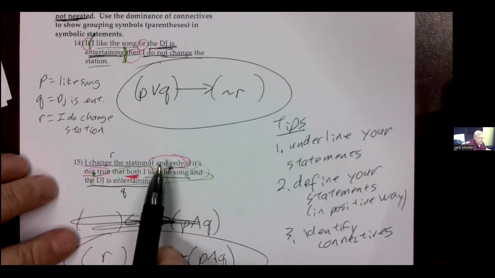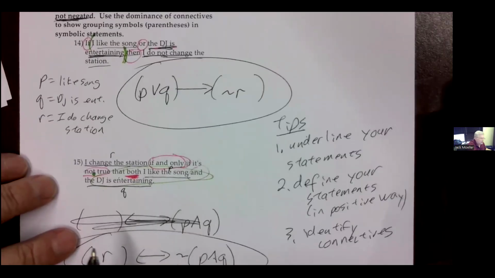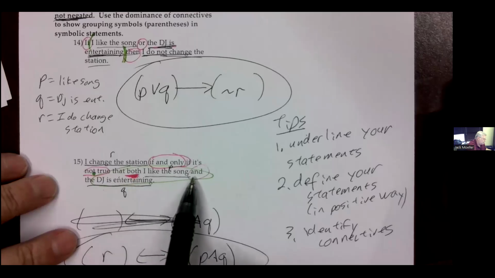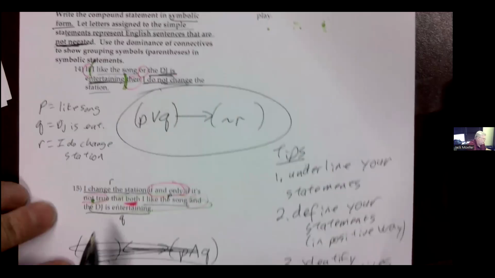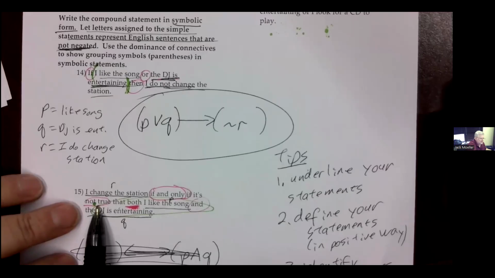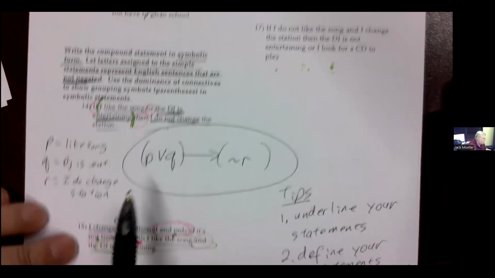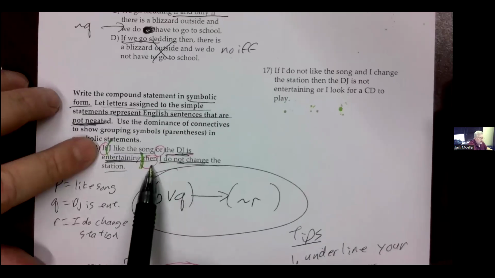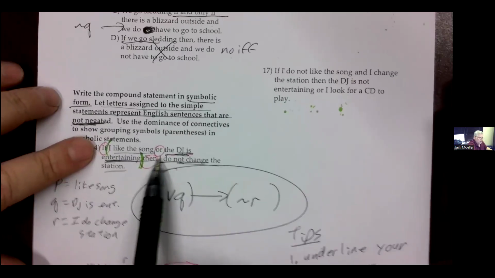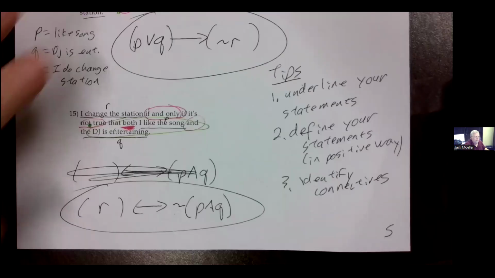So that's why I was circling when I say identify. I was circling my if and only if, the both, and the not true. Now remember, not true, that's a negation. So technically it's not a connective, but I'm going to include that because that's going to be part of our symbols. Like up here, it was an if then and an or. Okay. So identify your connectives.